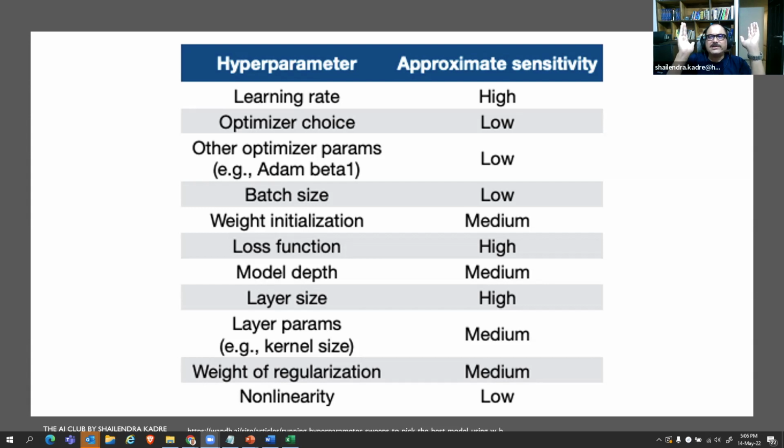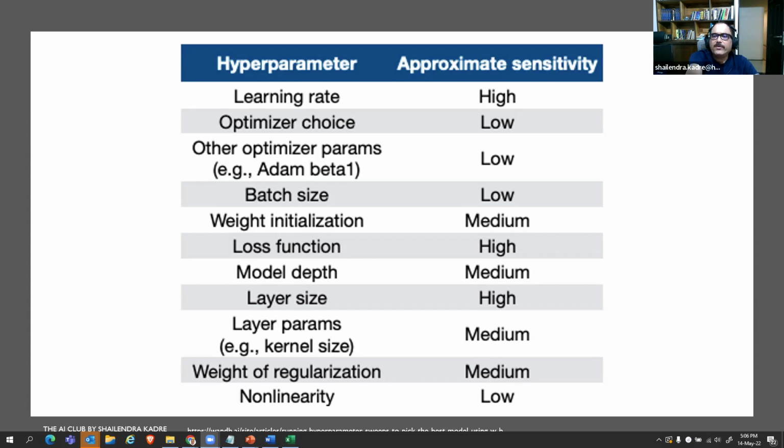Weight initialization: generally people don't care about it. They take some random distribution and initialize the weights. I have not seen anybody changing weight initialization to get a final model. Once you do it with some random initialization, you're okay. Generally it is not touched. Then maximum depth, then layer parameters.